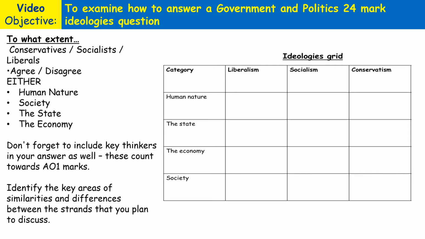So the question will pretty much be as follows: to what extent do conservatives or socialists or liberals agree or disagree about either human nature, society, the state, or the economy?